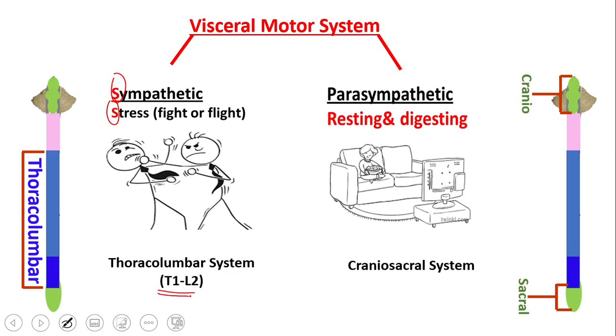The parasympathetic nervous system is the system that works during relaxation times. We call it also the resting and digesting system. Like you are relaxing, having your popcorn, watching your favorite show. And here, the parasympathetic nervous system is going to be the system that is dominating. The parasympathetic nervous system is also called craniosacral.